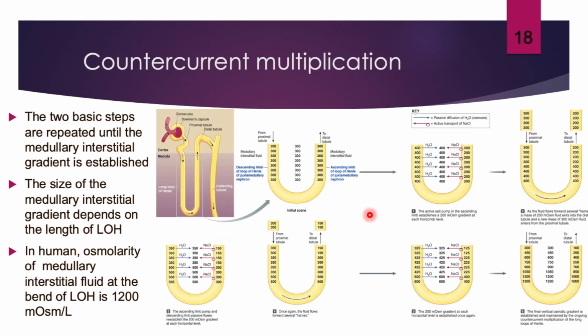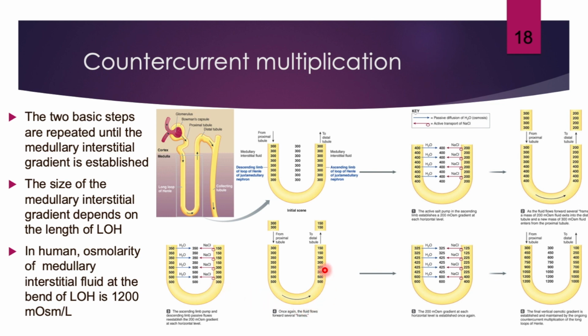The two basic steps, which are single effect and flow of tubular fluid, are repeated until the medullary interstitial gradient is established. This is the initial osmolarity of 300, the first single effect, followed by the flow of tubular fluid. The single effect will repeat again where the gradient is re-established at 200 milliosmol at each horizontal level.